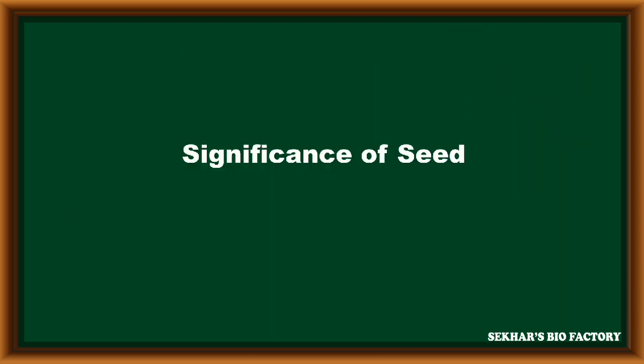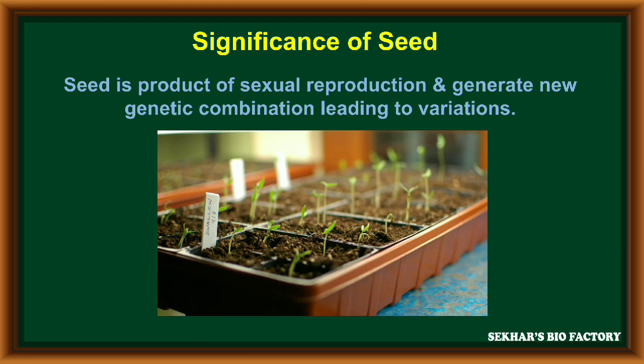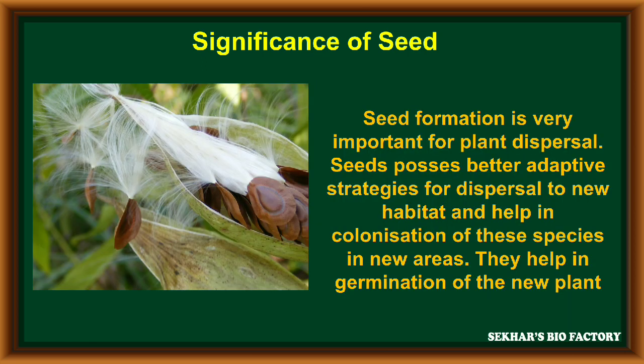The significance of seed. Seeds are the end product of sexual reproduction, and they generate new genetic combinations that help to express variation in the next generation. Seed formation is a very important step for plant dispersal, because the seed possesses a better adaptive strategy for dispersal into a new habitat and also helps in colonization of the species in a new area. It helps in germination of a new plant.